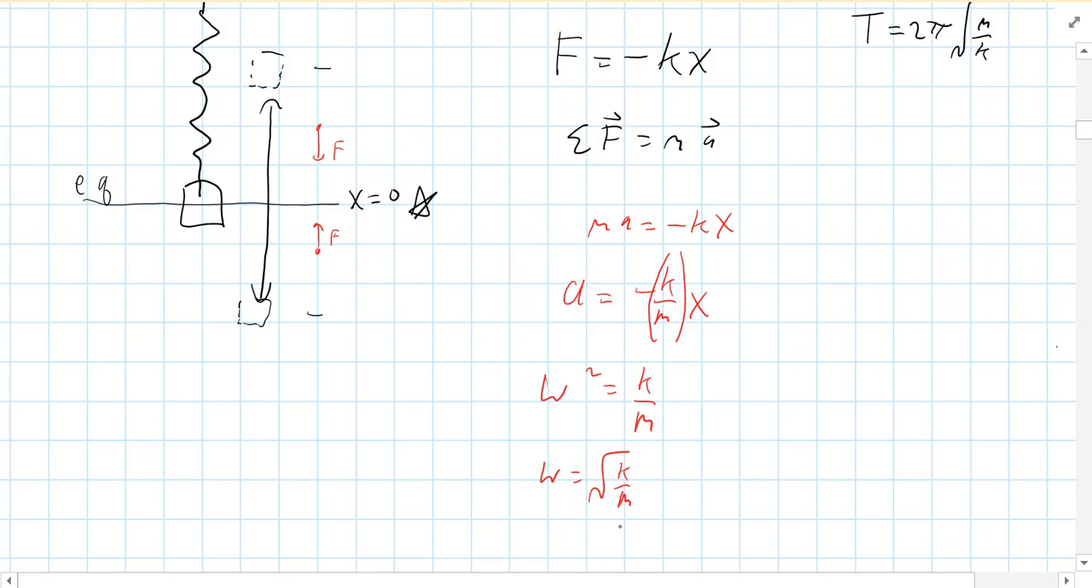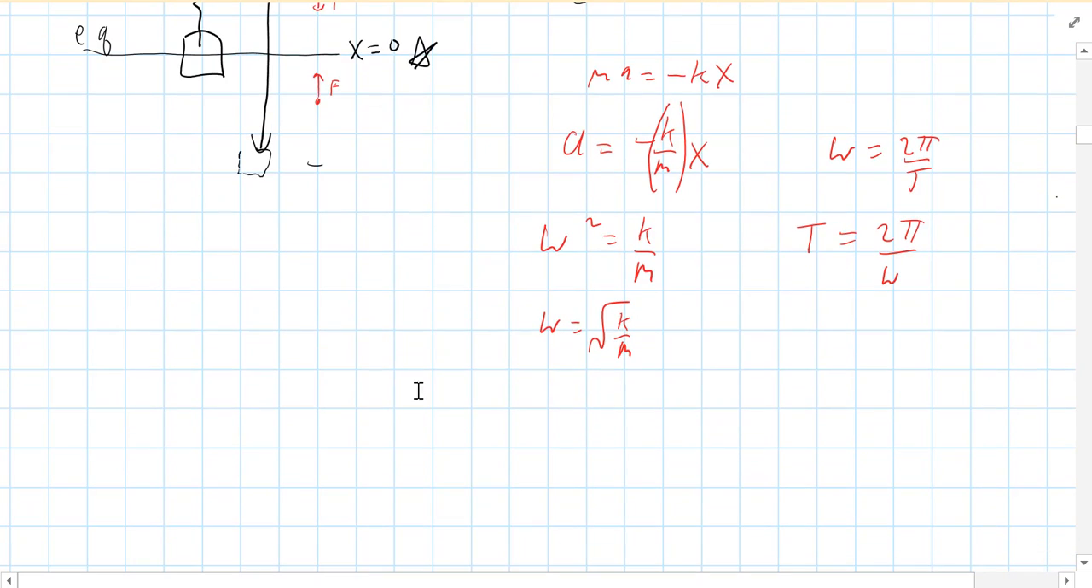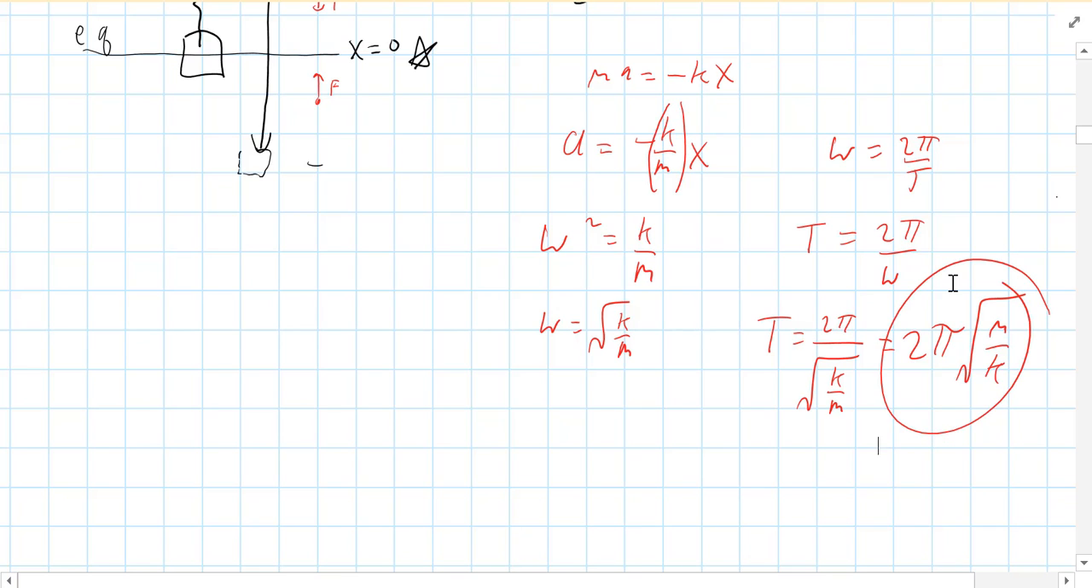You might recall that omega is 2 pi over the period. Therefore, the period has to be 2 pi over omega. So check this out: period is 2 pi divided by root k over m. If you simplify that, multiplying both numerator and denominator by root m over k, you get the equation that you memorized last year. So that's how you get the period of a mass on a spring.